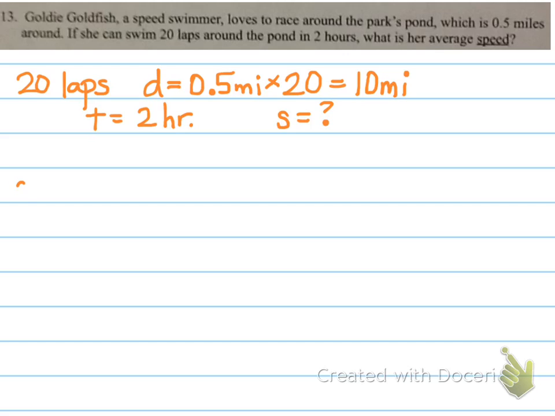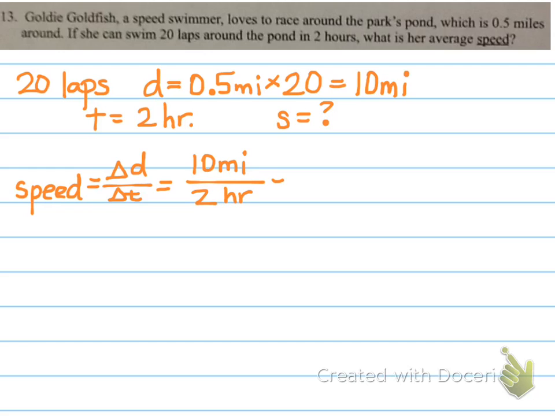So remember, our equation for speed is our change in distance over our change in time. Our change in distance is she goes 10 miles. Our time is 2 hours. So 10 divided by 2 is 5 miles per hour.